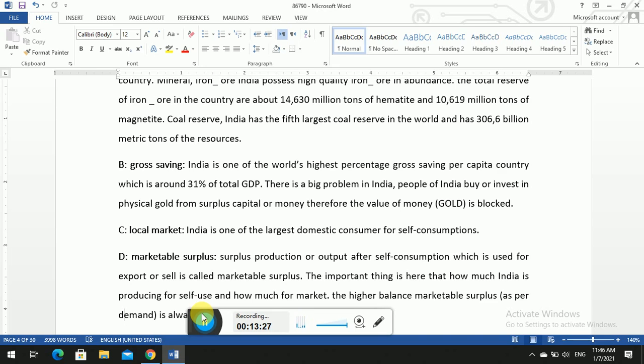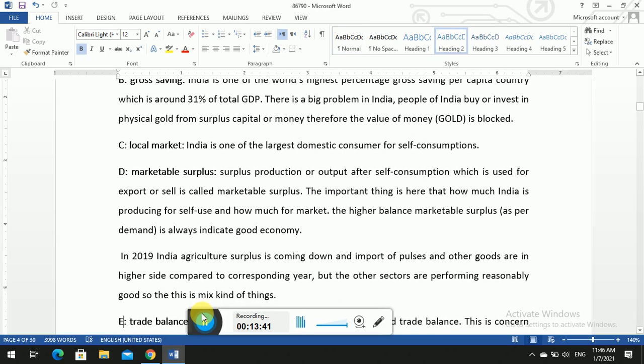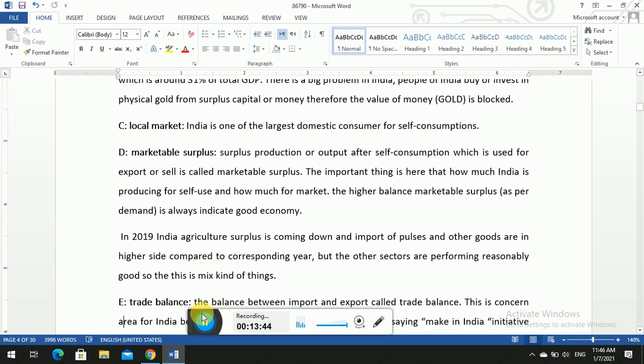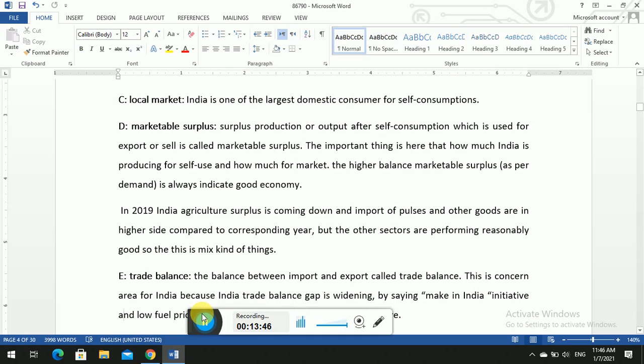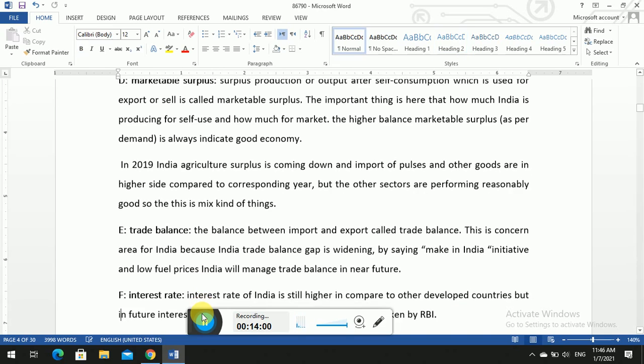And market surplus is the production or output after self-consumption, which is used for export or sale. So the important thing here is how much India is producing for self-use and how much for market. A higher balanced market surplus as per demand always indicates a good economy. In 2019, India's agriculture surplus is coming down, and imports of pulses and other goods are on the higher side compared to the corresponding year. But the other sectors are performing reasonably good, so this is a mixed kind of thing.